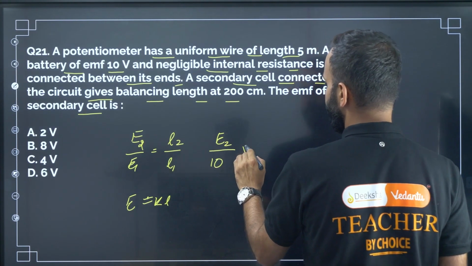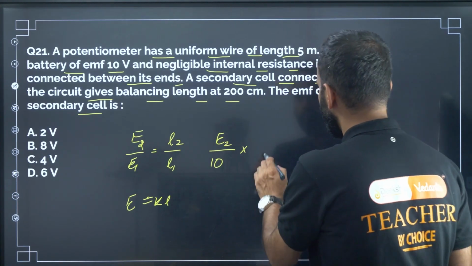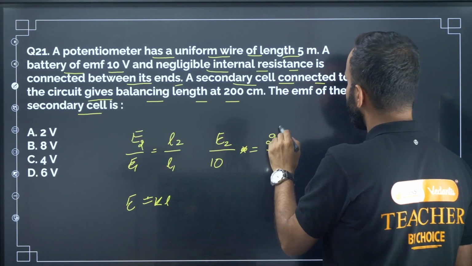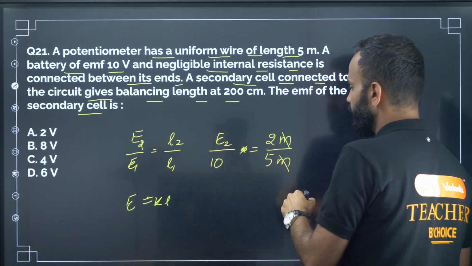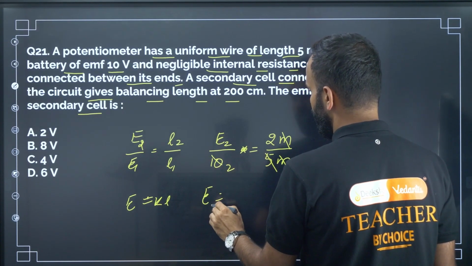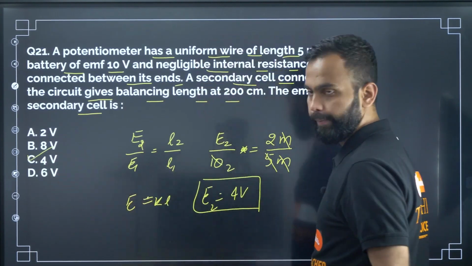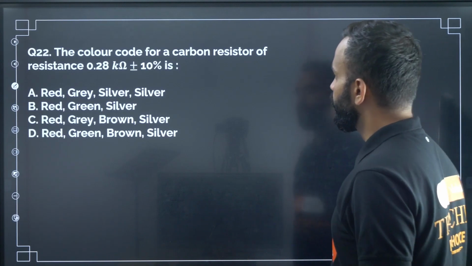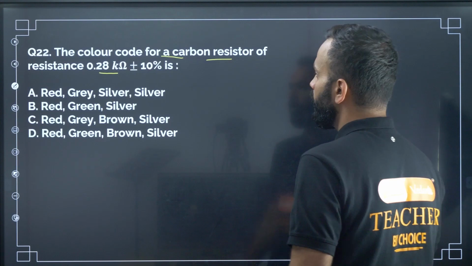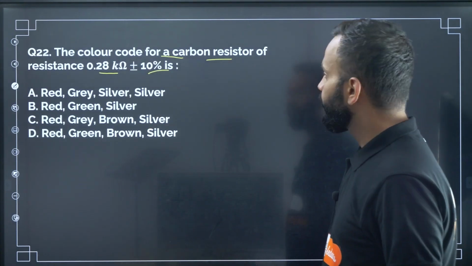E1 is 10 into L2 over L1. L2 is 200 centimeter, that is 2 meter, divided by L1, which is 5 meter. So meter gets cancelled. So E2 is equal to, 5 twos are 10, so this will be 4 volt. So the correct option is C. Okay. Next question. Question number 22. The color code of a carbon resistor of resistance 0.28 kilo ohm plus or minus 10% is?